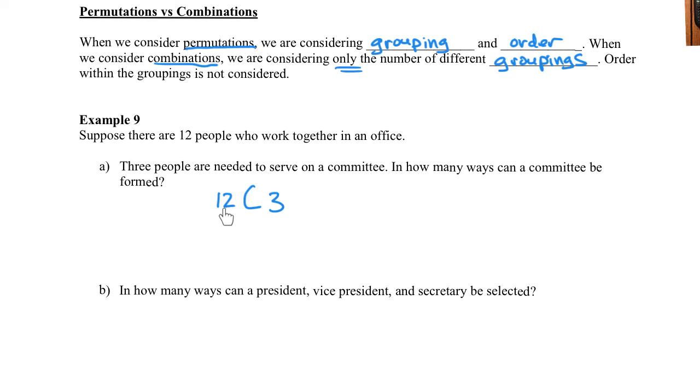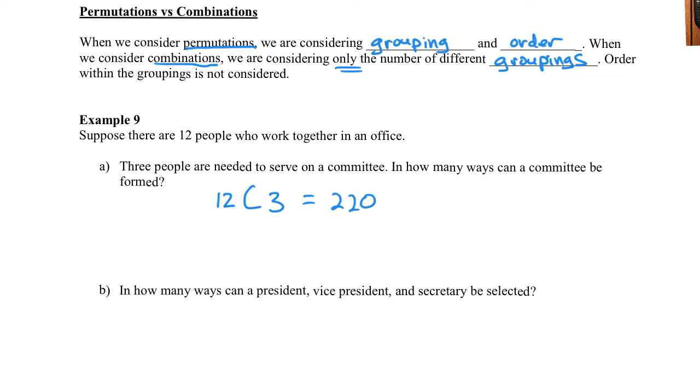So if you use your TI 83 or 84, you put 12, go to the math menu, over to probability, hit combinations, and then 3, and you should get 220. Okay. So it's a combination because you're just picking a group of people for the committee. Order of the names doesn't matter.